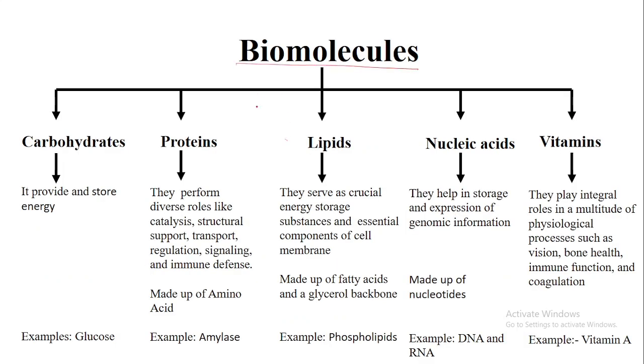So the first is carbohydrates. Carbohydrates are made up of carbon, hydrogen and oxygen. They provide and store energy. They store energy in the form of glycogen and provide energy by the metabolism of glucose. Glucose is a monosaccharide. Carbohydrates are divided into monosaccharides, disaccharides, oligosaccharides and polysaccharides.